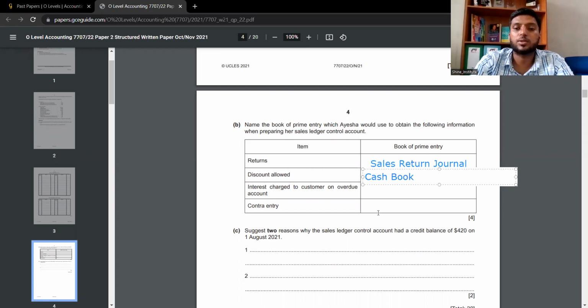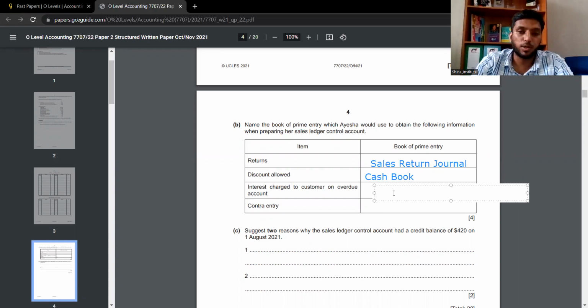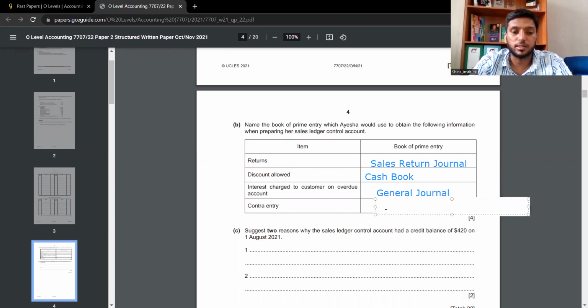And then interest charged to customer on overdue account. Where do we record this? We should always record the overdue account balances under general journal, because these things we can't record under the normal books of accounts. Then we have contra entry, which we also record under general journal.